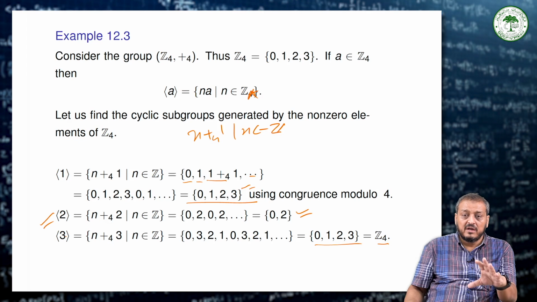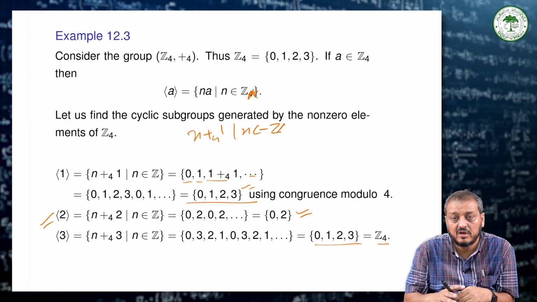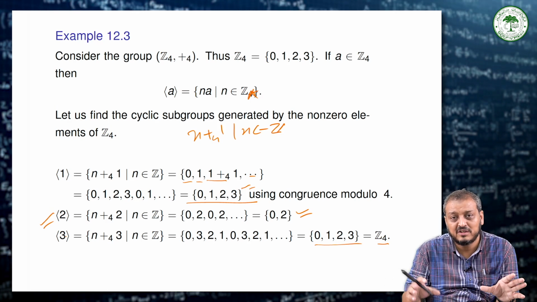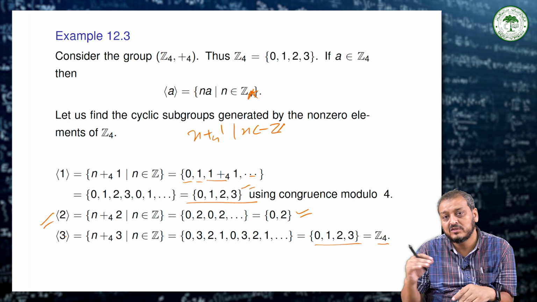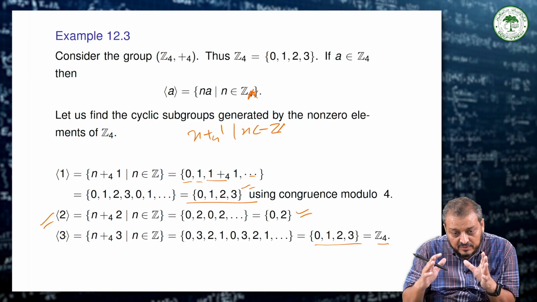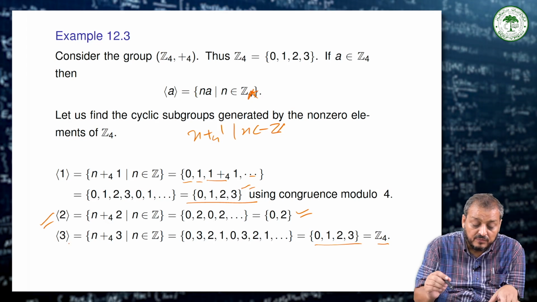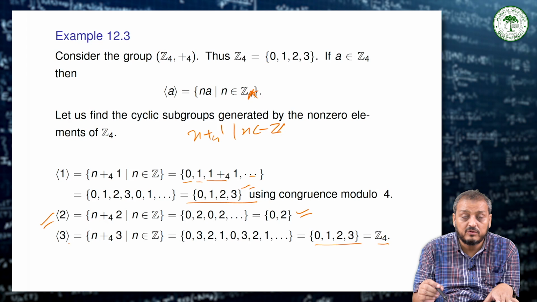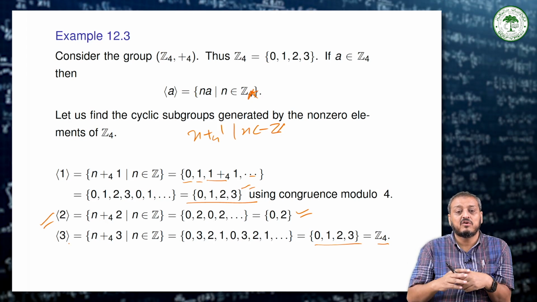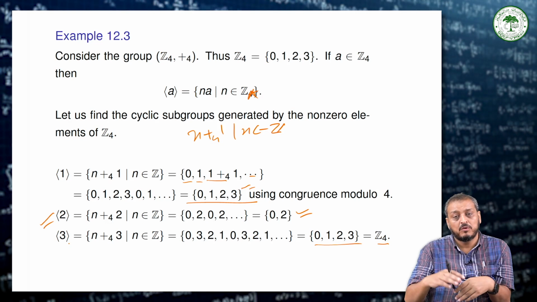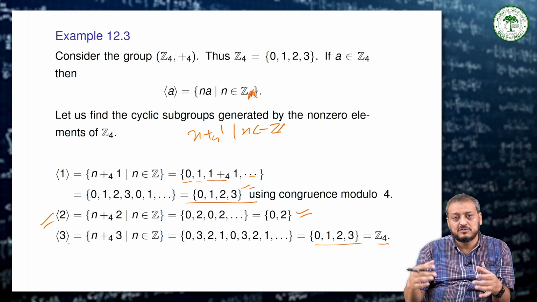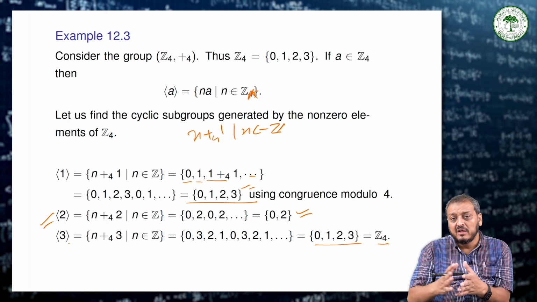Because 1 and 3 are generators, and 1 and 3 are inverses of each other, this shows that if g is a generator, then g inverse is also a generator of a cyclic group. And 0 is not a generator of this group, because adding 0 any number of times we only get 0.